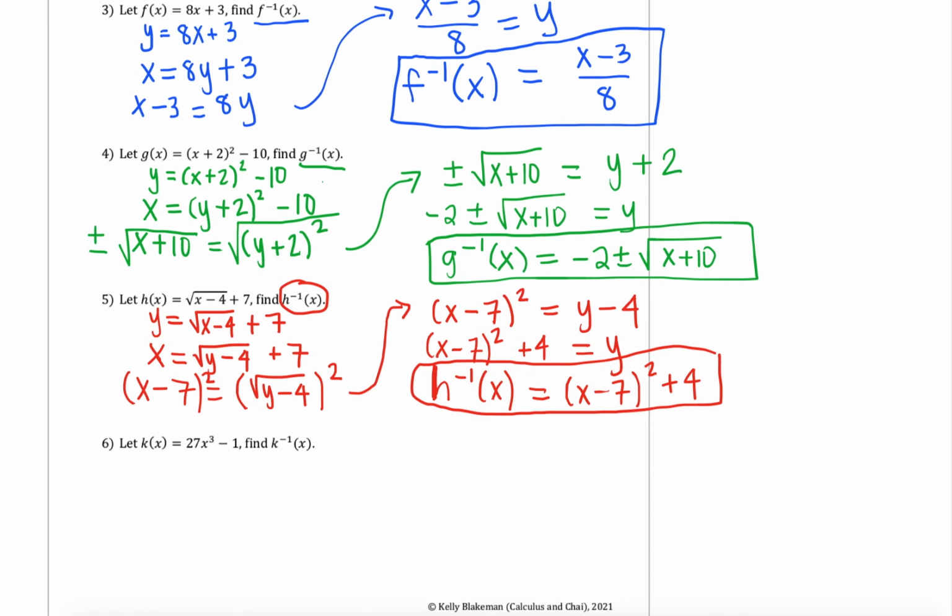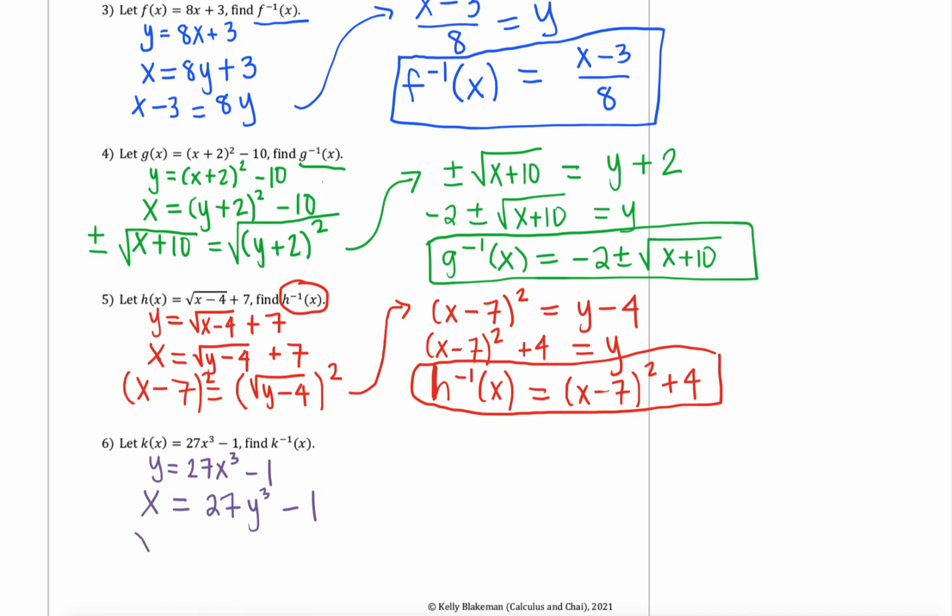Alright, so to check this, our first step is going to be to replace that k of x with y instead, to get y equals 27x cubed minus 1. From here, we need to flip-flop the x and the y values, so we get x equals 27y cubed minus 1. So flip-flopping the x and the y is inverting our domain and our range to create an inverse. And now from here, we have to start solving for y.